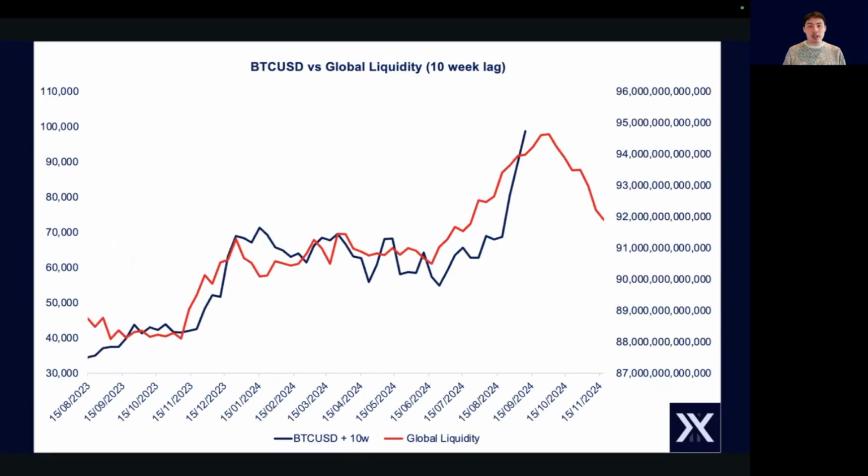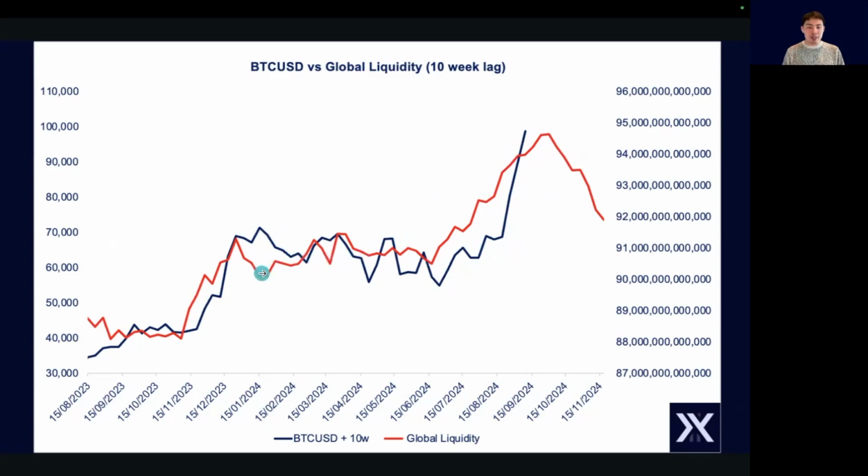And now just looking at the global liquidity versus Bitcoin, which of course has seen a massive spike since the election, which seems to be relentless. We've just had this really sharp breakout, and that doesn't look back. But what I've found is that there is about a 10-week lag between Bitcoin price versus the global liquidity.